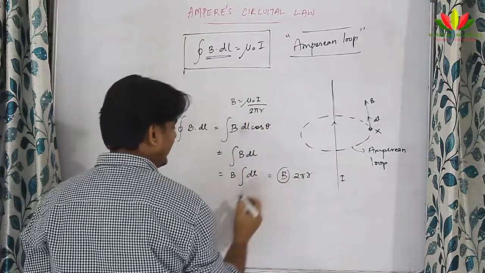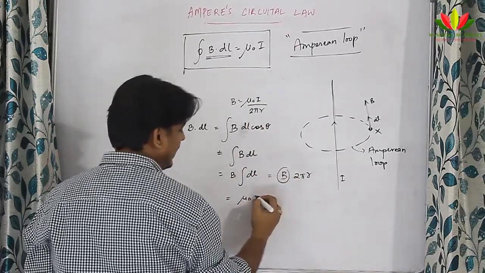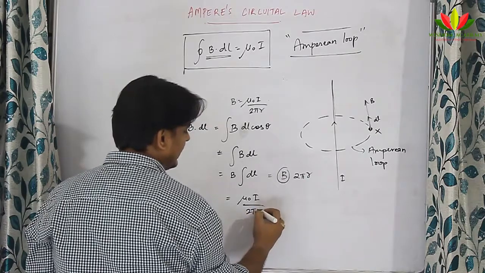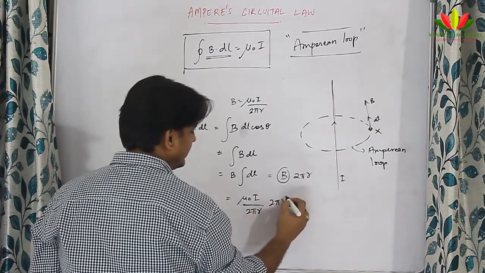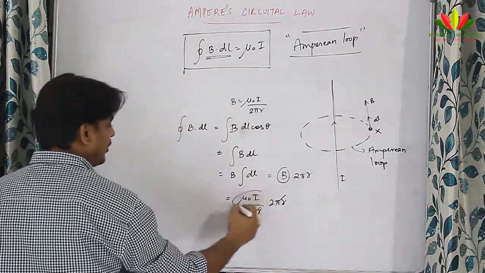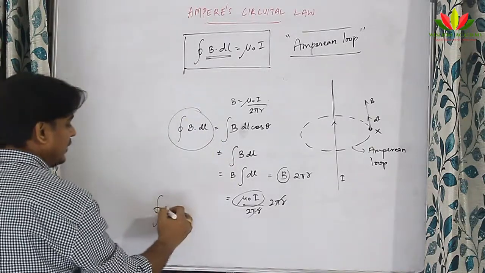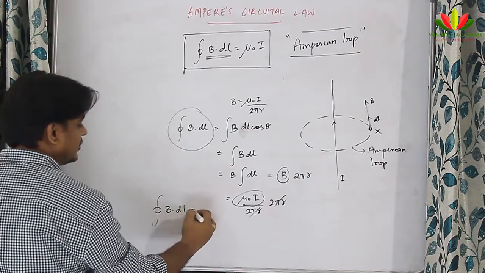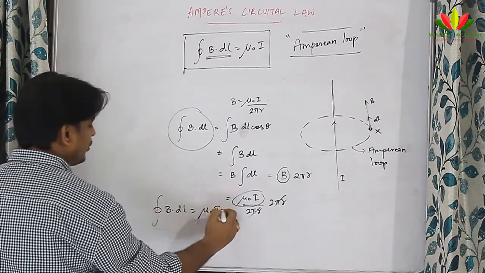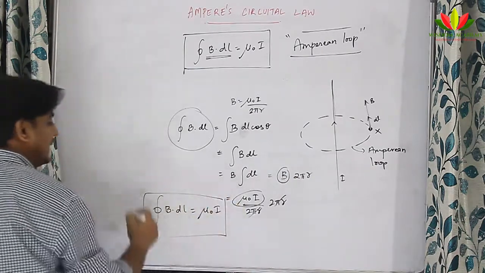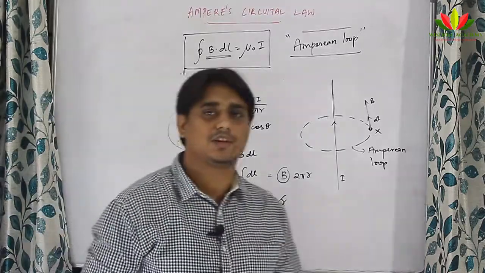You can say mu naught I by 2 pi r. So I will get mu naught I by 2 pi r into 2 pi r. These two get cancelled. So what you get? Mu naught I. What I took? Integration of B dot dl. So from here I can prove that integration of B dot dl is equal to mu naught into I. This is known as Ampere's circuital law.